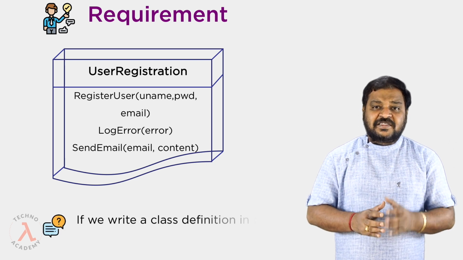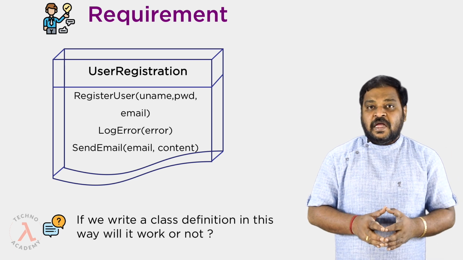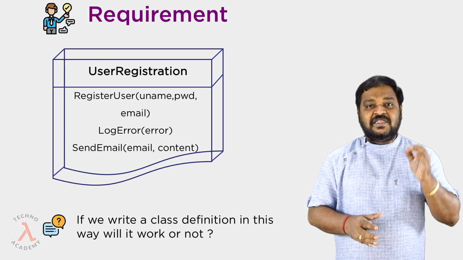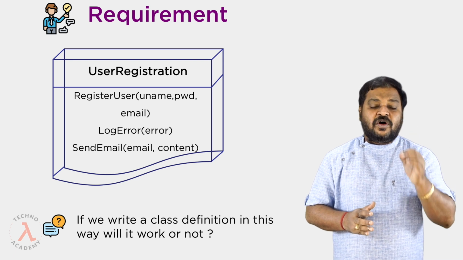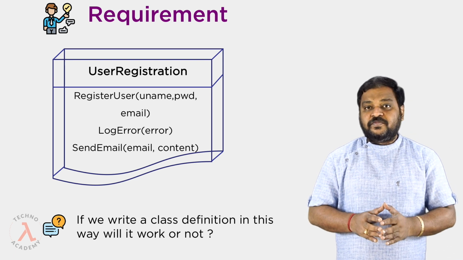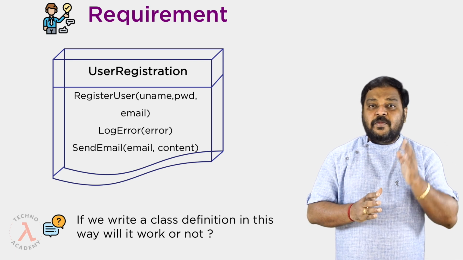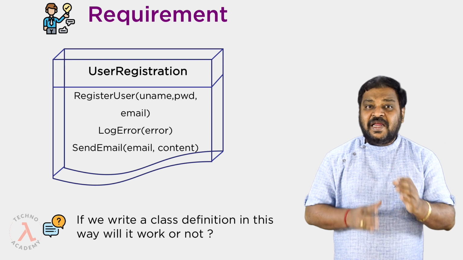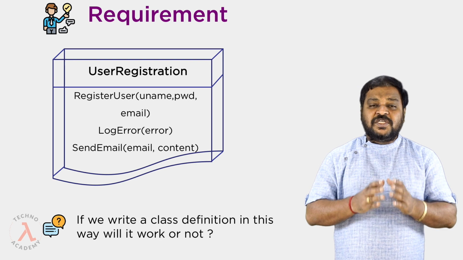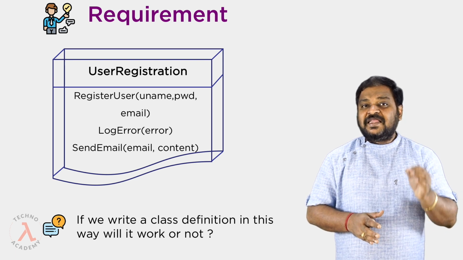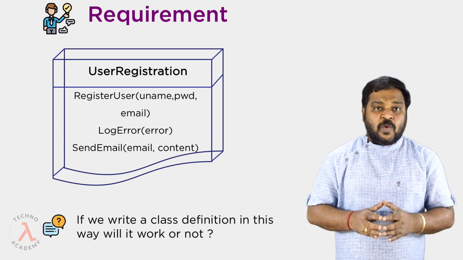If we write the class definition in this way, will it work or not? And how many of you feel that this will not work? If anyone thinks that this will not work, it is totally wrong. This class works perfectly. But the only problem is this is violating the single responsibility principle. Our class user registration is taking the responsibility to perform three different tasks, which should be avoided.